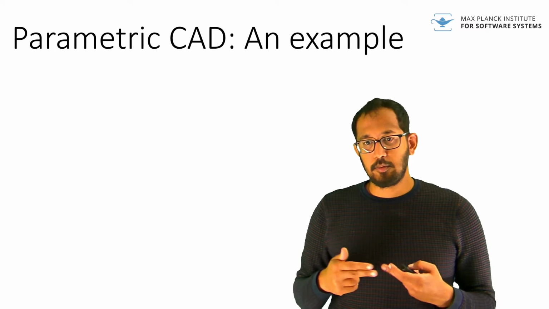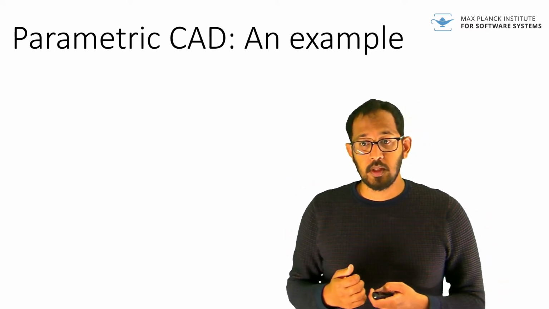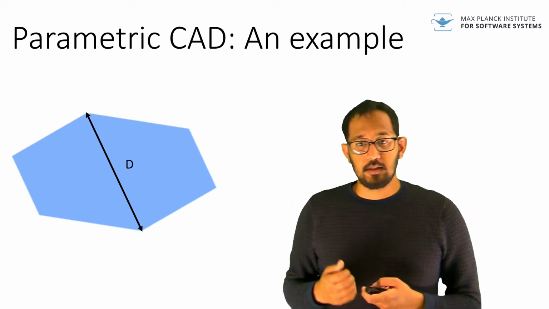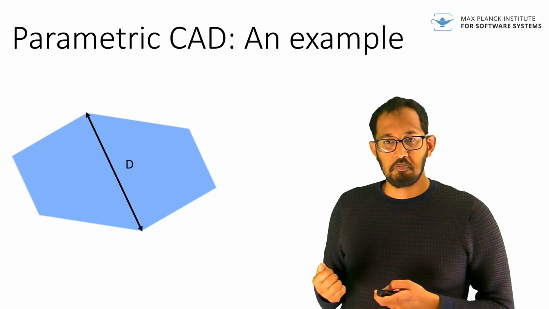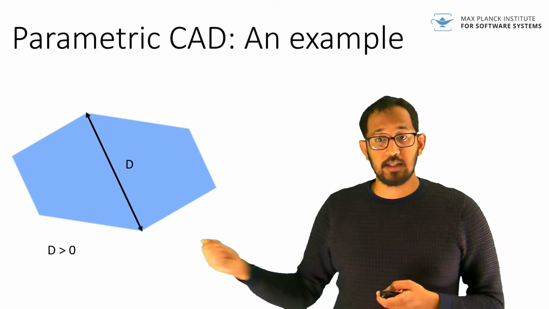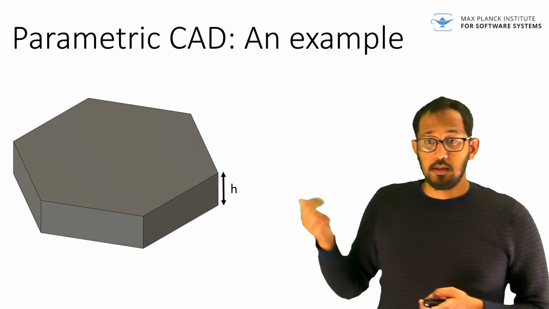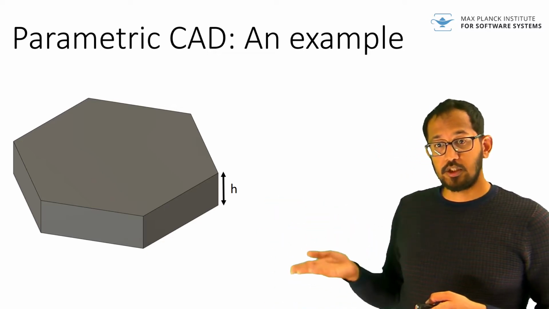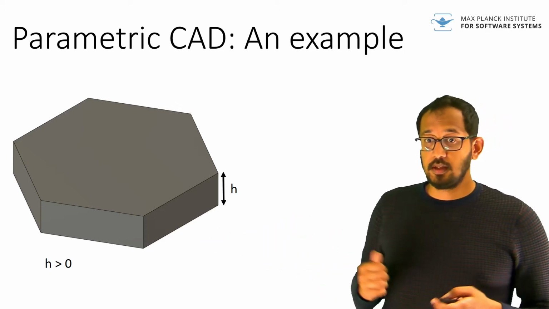Let's try to collect some clues. Let's look at the sequence of operations involved and see what we can do. Now, clearly, the first step, which is making a hexagon of this diameter D, shouldn't be a problem. As long as this is greater than 0, we're good. This will not fail. The next one also does not. We just extrude this face to a height of H. As long as it is greater than 0, this will not fail.